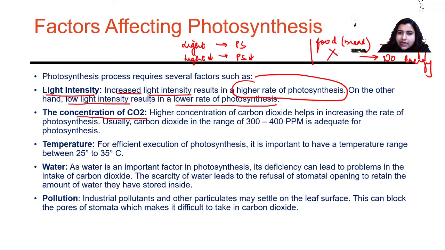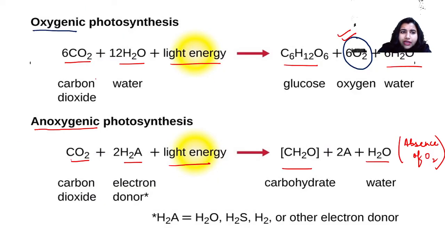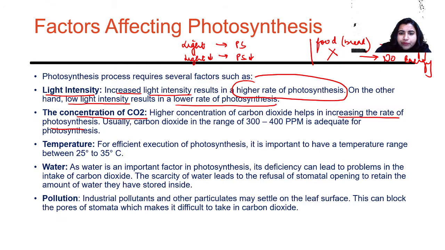Concentration of carbon dioxide. Higher concentration of carbon dioxide helps in increasing the rate of photosynthesis. Obviously, carbon dioxide is also needed. I have shown you the reaction here. Here also is the reaction: carbon dioxide, water, sunlight, energy, right? So here if carbon dioxide is more, then what will happen? The rate of photosynthesis will be high. For temperature, for efficient execution of photosynthesis, it is important to have a temperature range between 25 to 35 degrees centigrade. Above it, it may cause some damage to the photosynthetic protein like D1, D2.